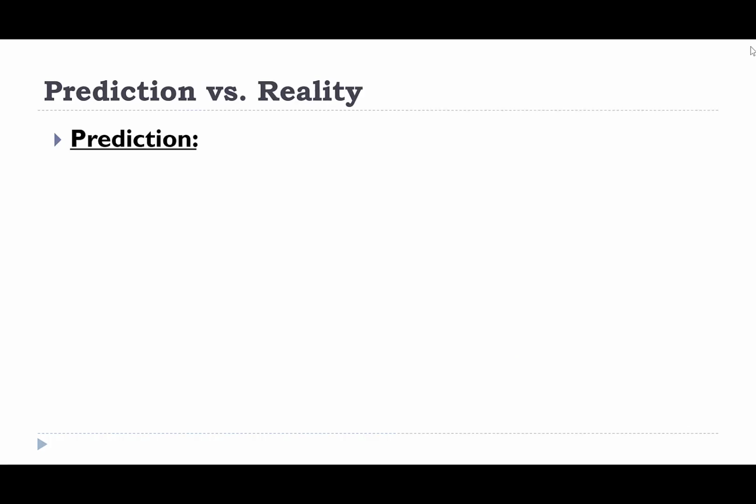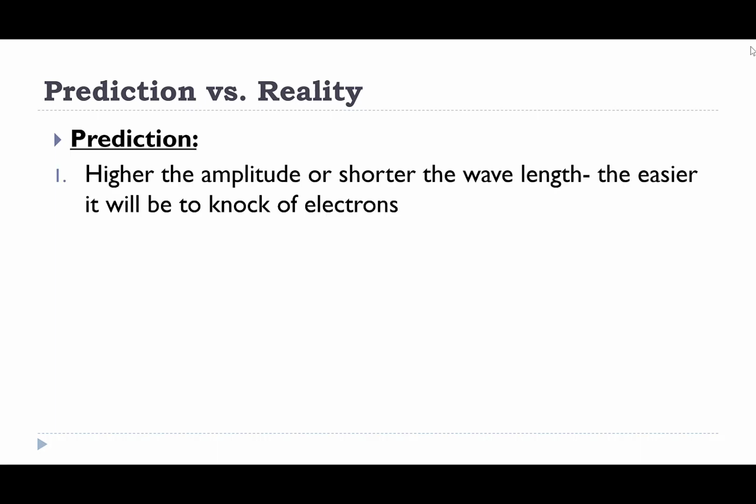So, prediction. At this time in science, scientists felt like they had a very good understanding of Newtonian physics, how things behave, velocities and force and all sorts of stuff like that. So applying their Newtonian physics to this photoelectric effect, they're like, easy, I can predict what's going to happen. The first thing I predict is that the higher the amplitude or the shorter the wavelength, the easier it's going to be to knock off the electrons. Okay, makes sense to us, right?